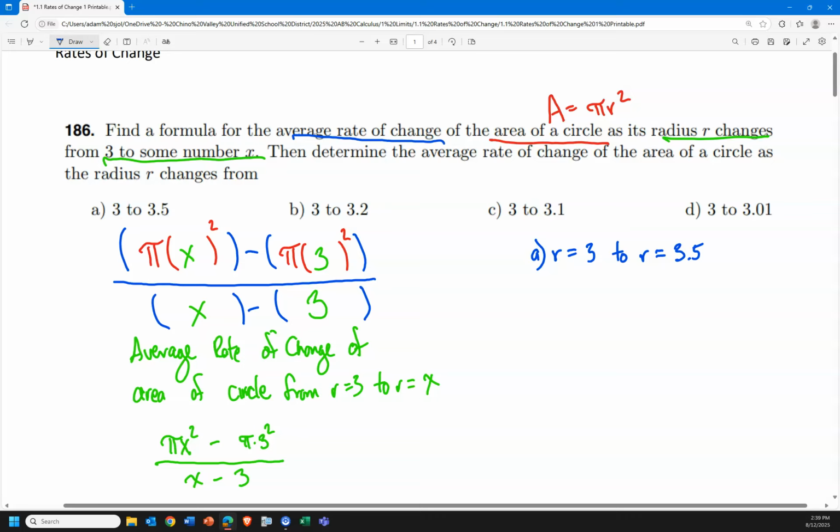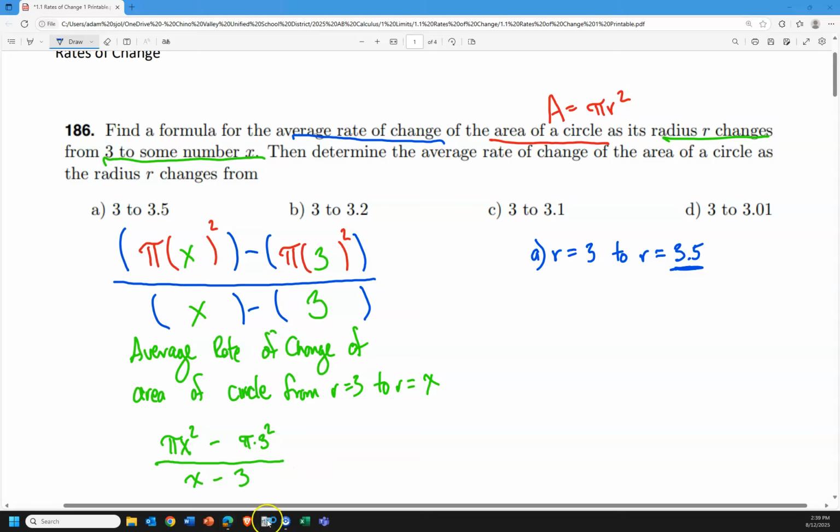So we always need to show where things come from. And really what this means is, you'll see here, 3.5, 3.2, 3.1, and 3.01, that's what's going to go into x. And notice the starting radius is always 3. So we can actually use this function that we already had.